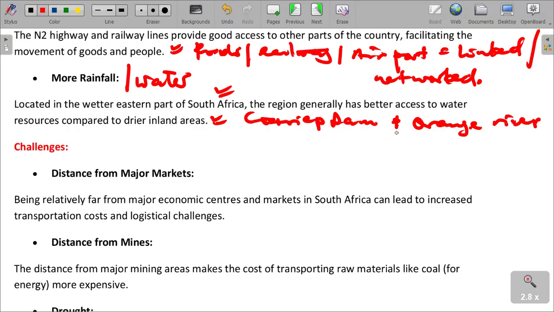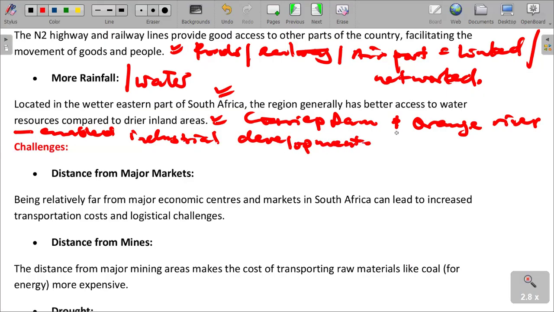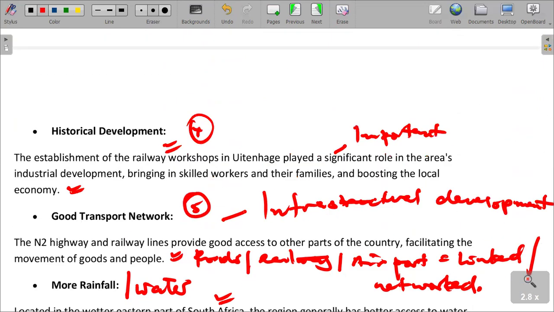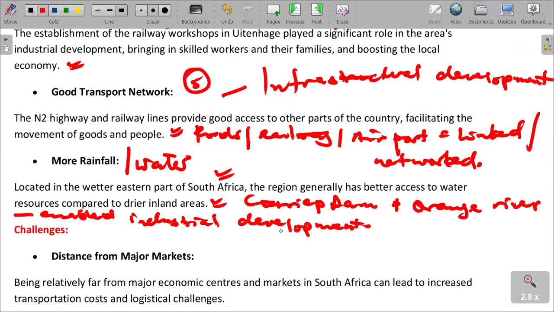So now this is actually one of the first interbasin water transfer schemes developed in South Africa, which also enabled availability of water, and it also enabled industrial development. Industrial development came also as a result of availability of water. So we cannot override that. So, class, these are some of the factors that are contributing to the development of business in Port Elizabeth.